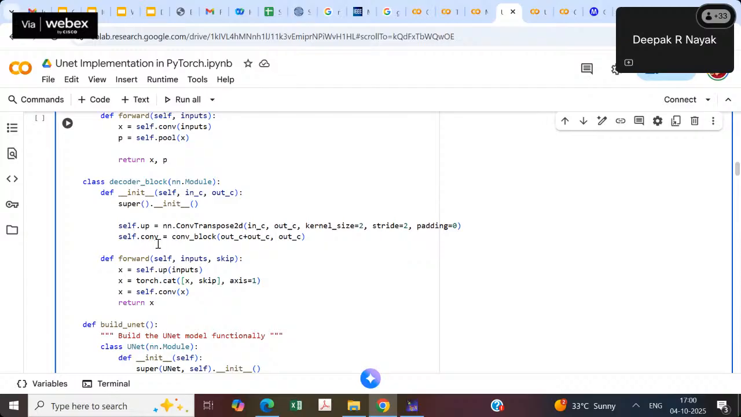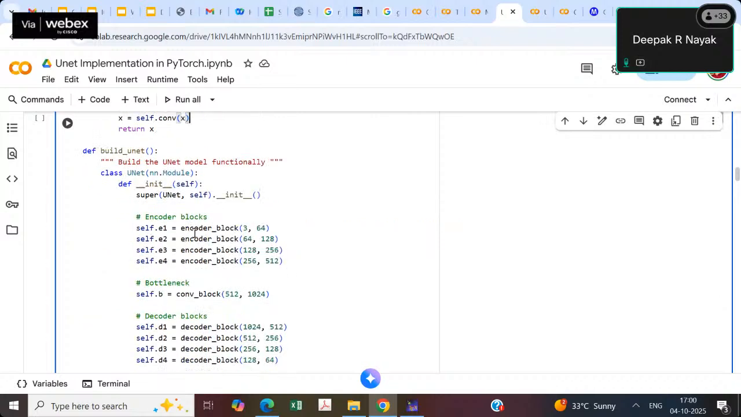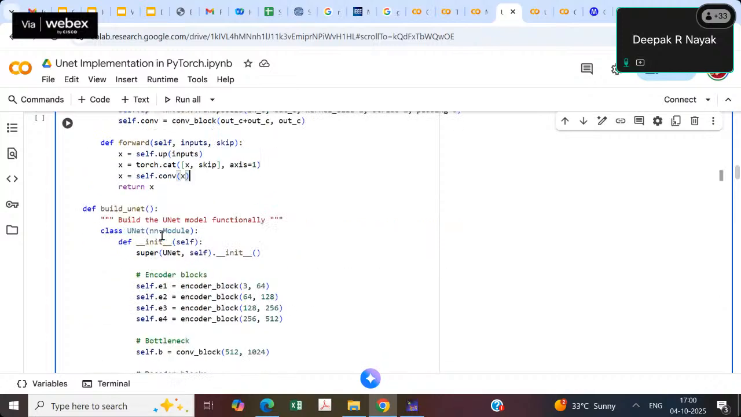Similarly, in the decoder, we first need to apply a transpose convolution. The output will be concatenated with the previous output from the encoder. Then you can perform two convolution operations. This is the whole encoder-decoder block.